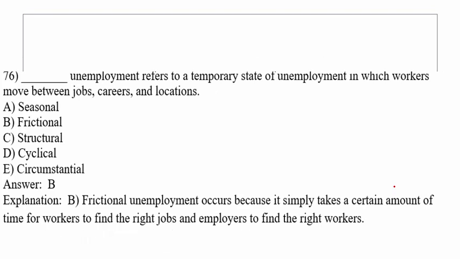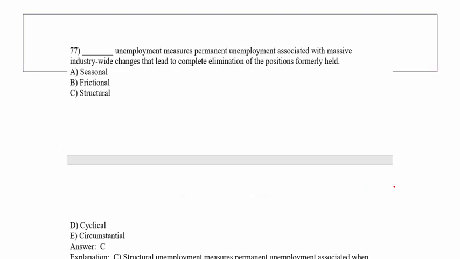Okay, good. How about this one? Frictional unemployment is what? Temporary, as workers move from one job to the next. Okay. So just going over some of our definitions here. Blank unemployment measures permanent unemployment. Permanent unemployment because of what? Massive industry-wide changes. That's the structural unemployment.